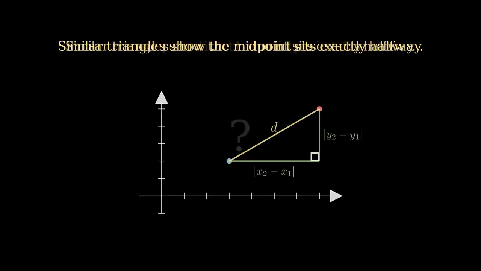Here is the reveal. Draw a smaller right triangle from point 1 to the midpoint, sitting inside the big triangle we already built. Because the midpoint sits exactly halfway along the hypotenuse, similar triangles tell us this smaller triangle is a scaled down copy of the big one, scaled by exactly 1/2. So it must reach exactly halfway along the horizontal leg and exactly halfway along the vertical leg too.